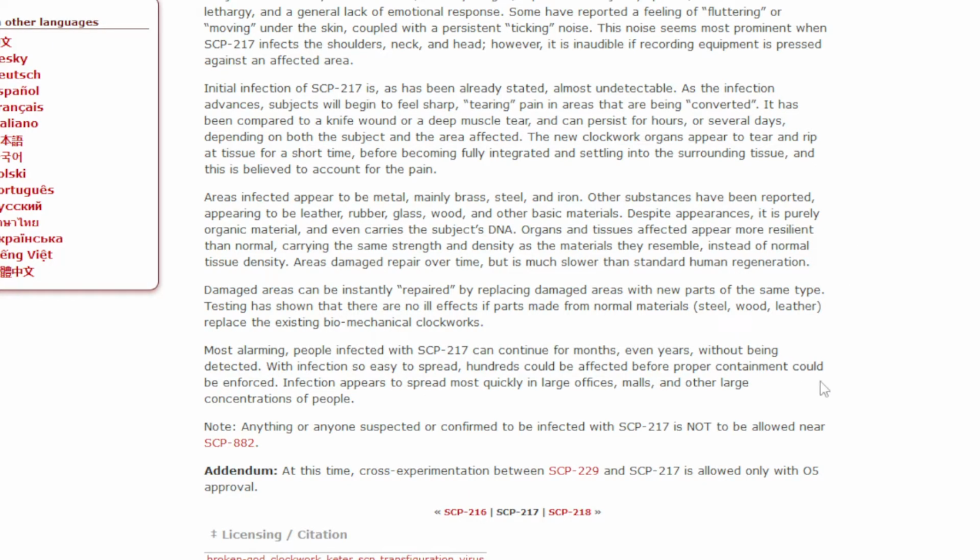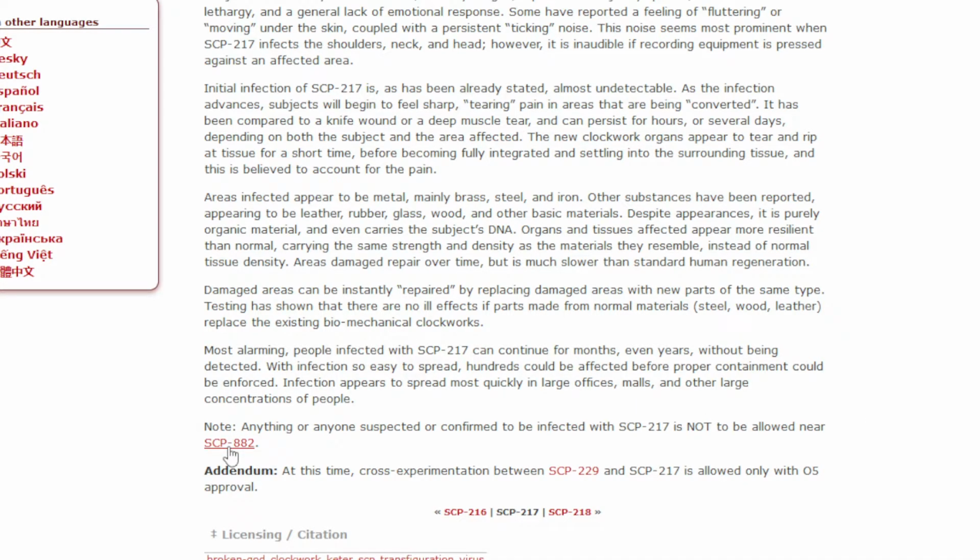Most alarmingly, people infected can continue for months or even years without being detected. With infection so easily spread, hundreds could be affected before the containment could be enforced. Infection appears to spread most quickly in large offices, malls, and other large concentrations of people. Anything or anyone suspected of being infected with this is not allowed near 882. At the time, current experimentation between 229 and 217 are only allowed with the 05 approval.